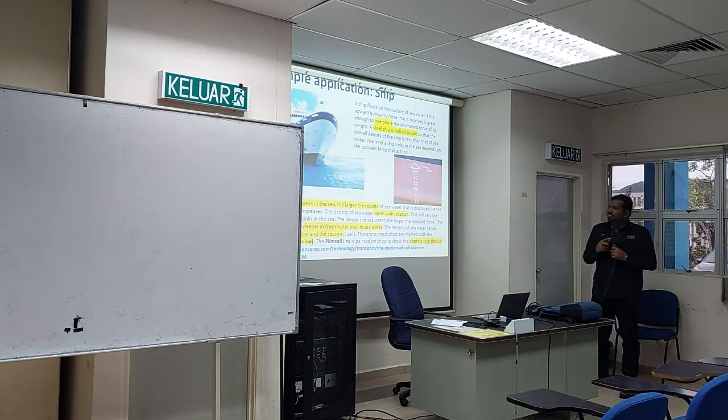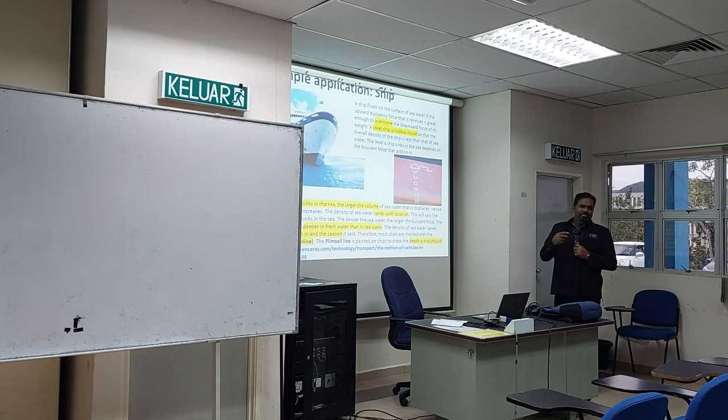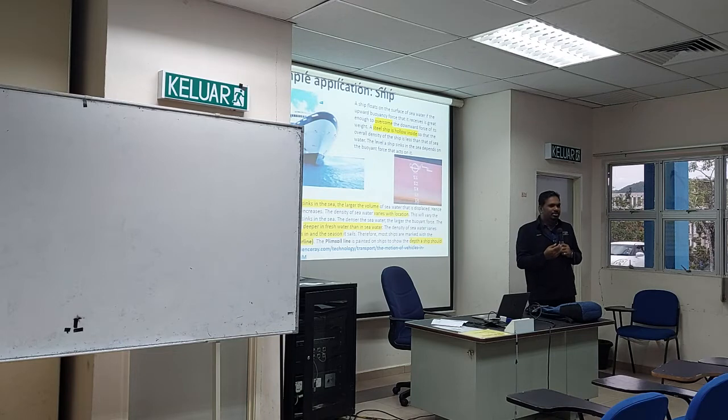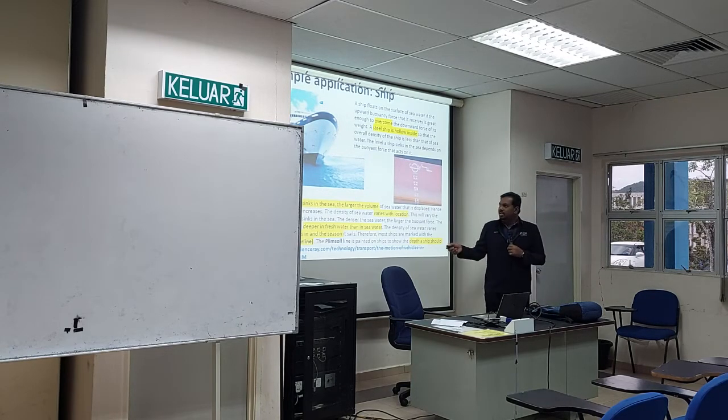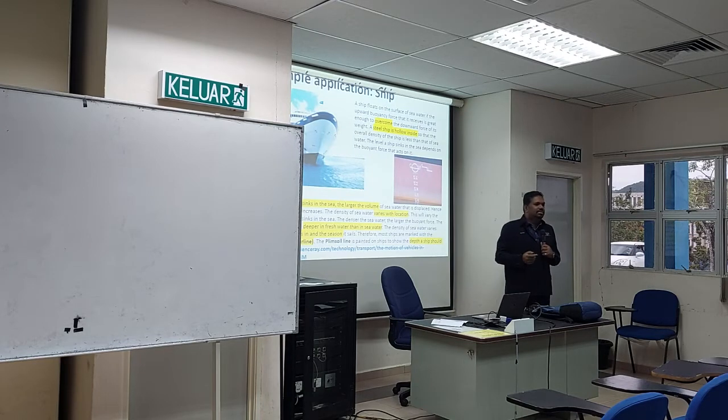Application ship. So pernah terfikir tak kenapa kapal tu beberapa tan tapi still boleh apung? Okay, still boleh apung sebab dia macam body kita. So dalam kosong. So only the outer body is having weight. Tapi inside the density is much lower than the water density. Sebab itu dia boleh apung.